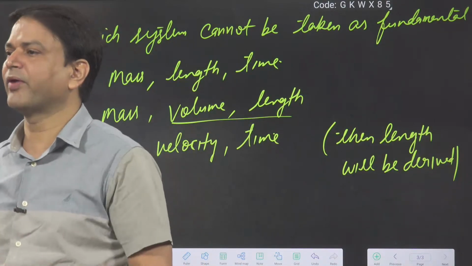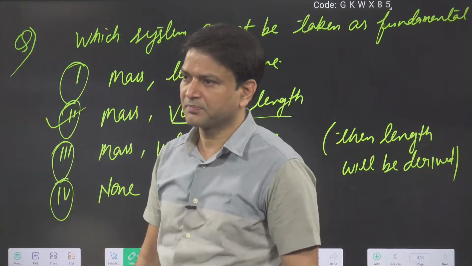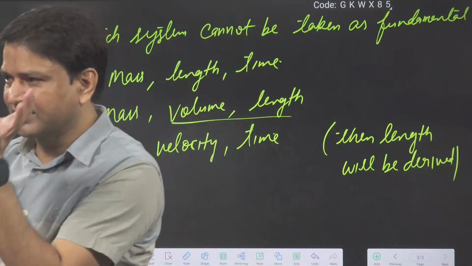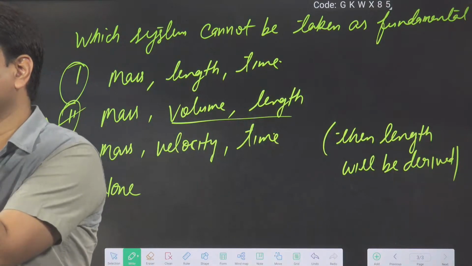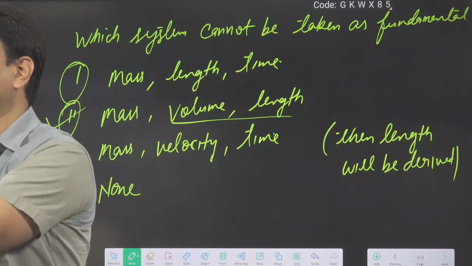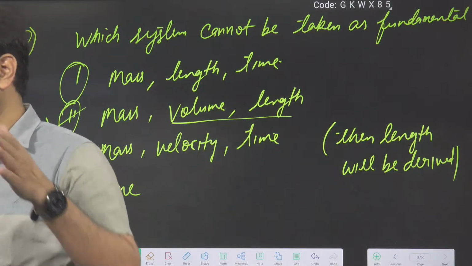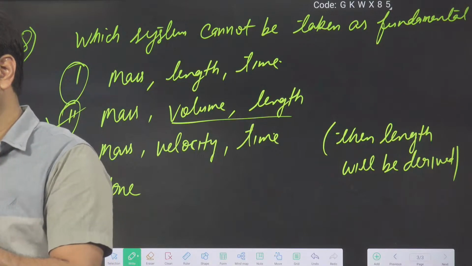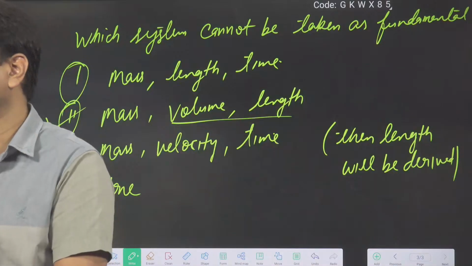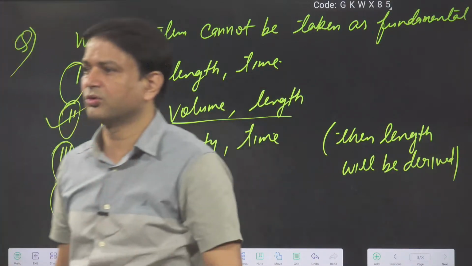But in the numerical problem, we can take any fundamental system. Understood or not? So in this type of problem, we have to follow the definition of the fundamental, meaning one fundamental cannot be written in terms of another fundamental. They should be independent of each other. But in the second option, volume I can write in terms of length, or length I can write in terms of volume. So either I can take volume as fundamental or length as fundamental. Understood?